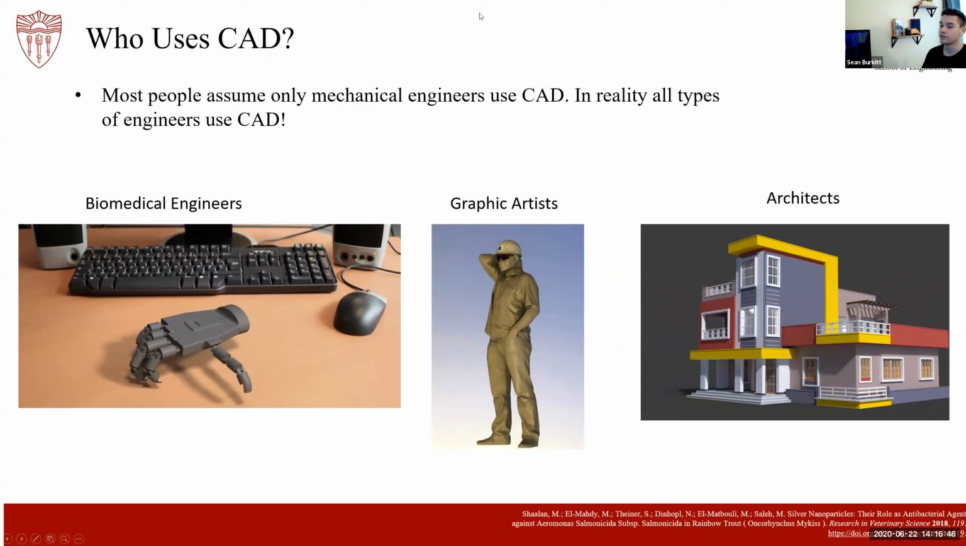Obviously, biomedical engineers, this is a rendering of an artificial hand that people have created. Graphic artists use CAD to create models and to animate things. And architects use it to create buildings and structures, and then also to show them to clients and to review boards.